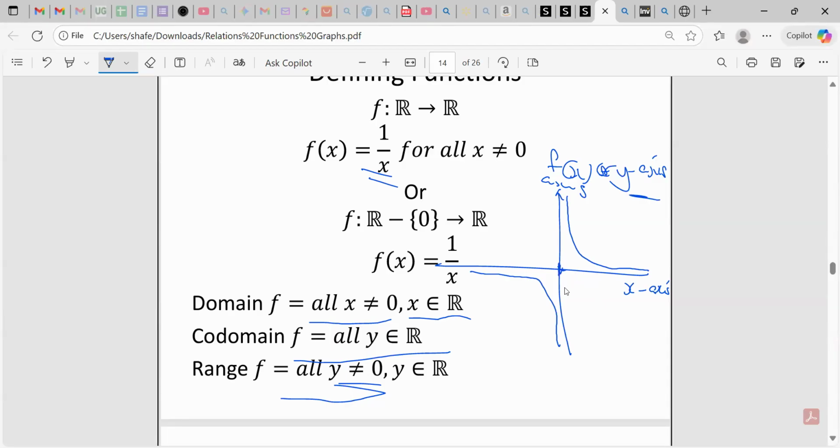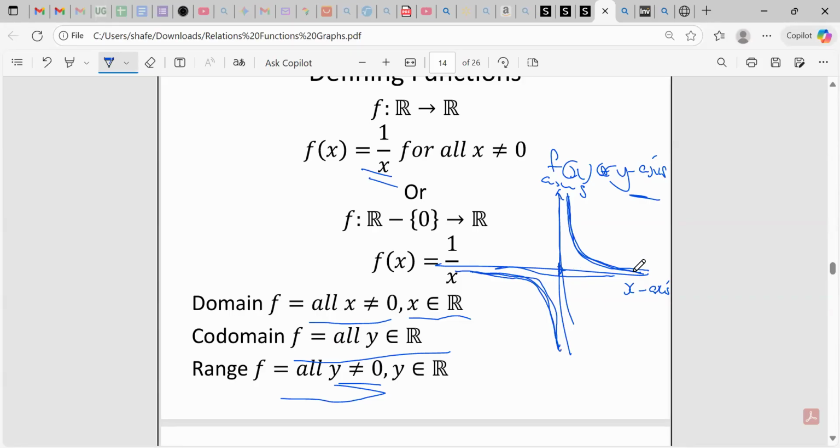The graph doesn't exist here. This is the graph here. These two lines, this horizontal line and vertical line, those are the axes. That's not the graph. The graph is this curve here, right? And when x equals 0, the graph doesn't exist. There's a break in the graph.